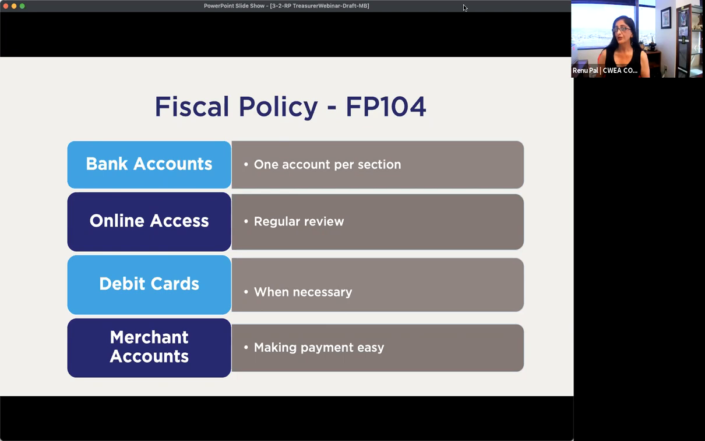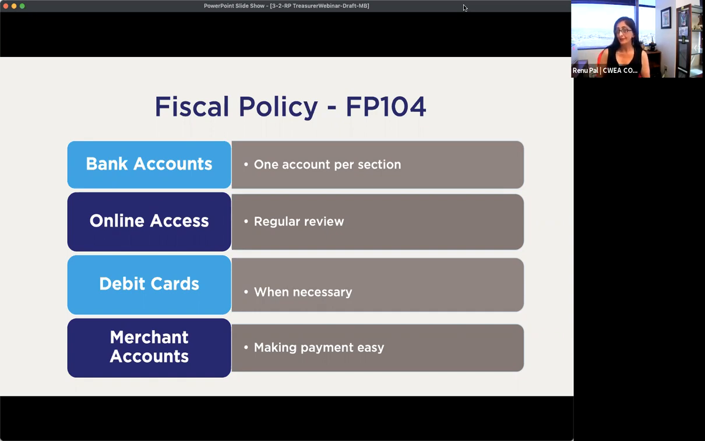Bank accounts. Every local section has their own bank account, but it can only be one bank account. Local sections do not have savings accounts or money market accounts or any other investment tools. It's a checking account. Online access is required for all of the bank accounts, and currently every single local section bank account has online access. It's important for a treasurer to review your account online regularly to see if there's any fraudulent activity, because if you don't, you'll only find out when it's too late. So just make a habit of checking it once in a while in between getting statements.